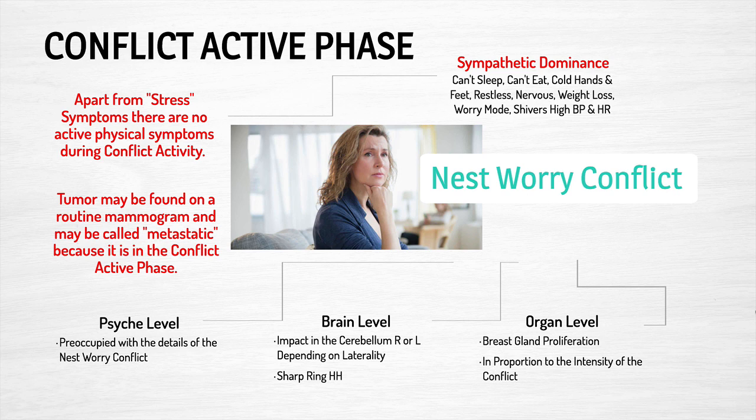And remember, the brain is always impacted. It's going to be in the cerebellum, and a CT scan would show a sharp ring configuration around the right or left region of the cerebellum.